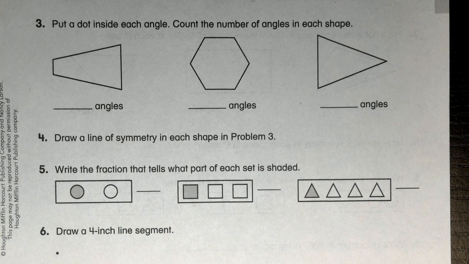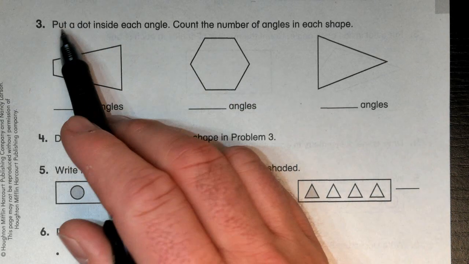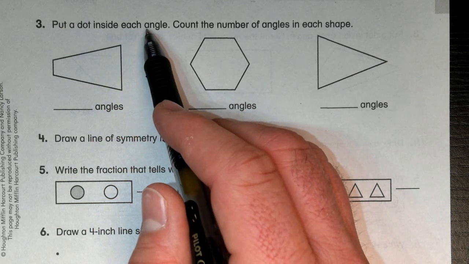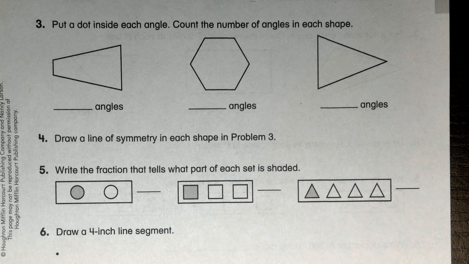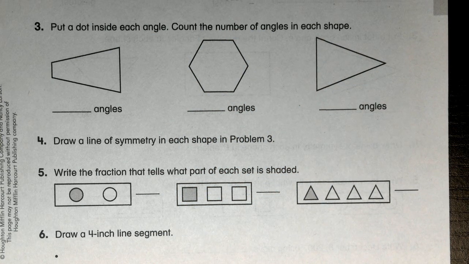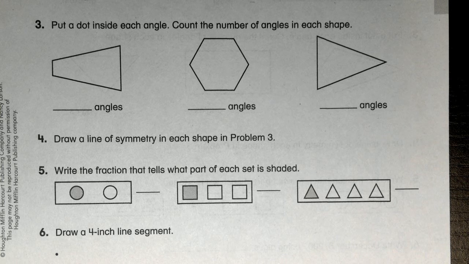Number 3 says put a dot inside each angle. Count the number of angles in each shape. So it looks like we've got a couple of polygons here. If you remember, polygons are shapes that have sides.